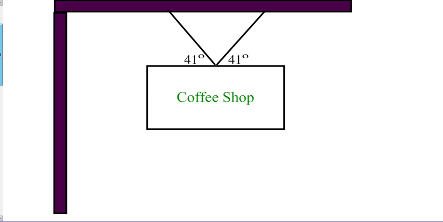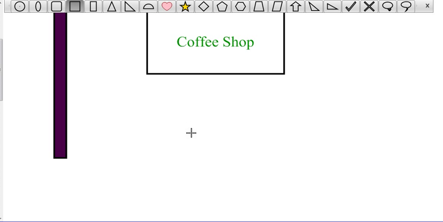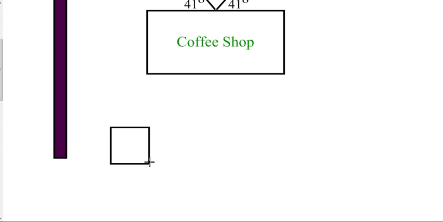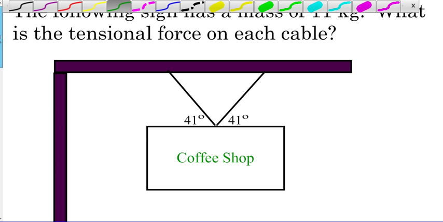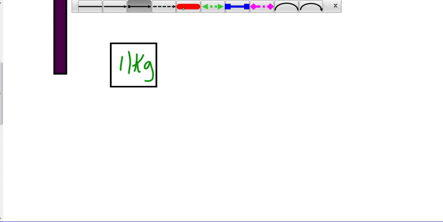We always start by drawing a free body diagram first. And so let's go ahead and draw a box for us. And I'll just put this one over here. And we are told that this box, or this sign, is also 11 kilograms. And so we can put 11 kilograms in the box. And we can go and start filling out what we know.